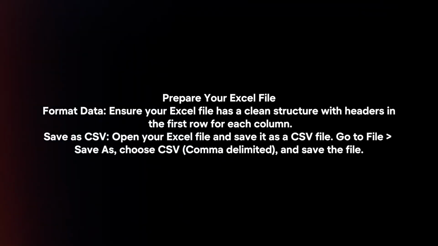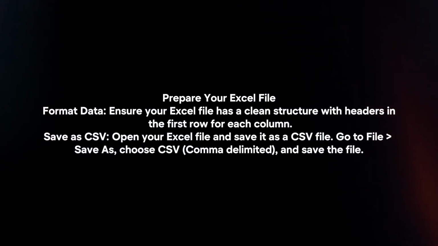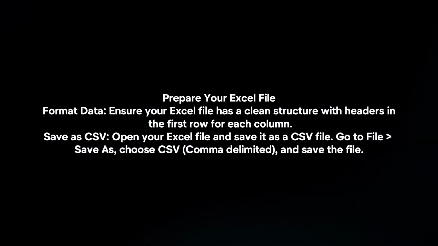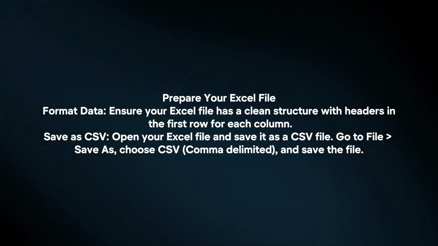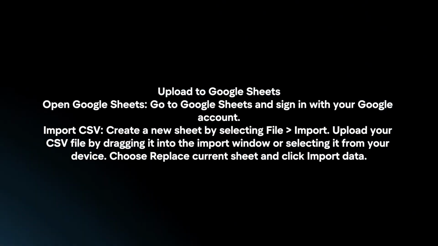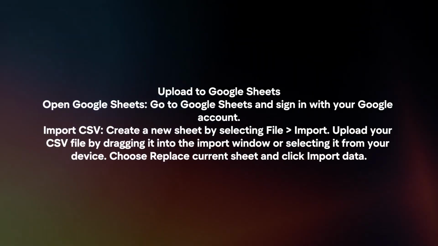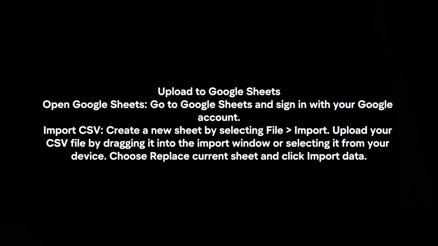Save as CSV. Open your Excel file and save it as a CSV file. Go to File, Save As, choose CSV and save the file. Upload to Google Sheets. Open Google Sheets. Go to Google Sheets and sign in with your Google account.